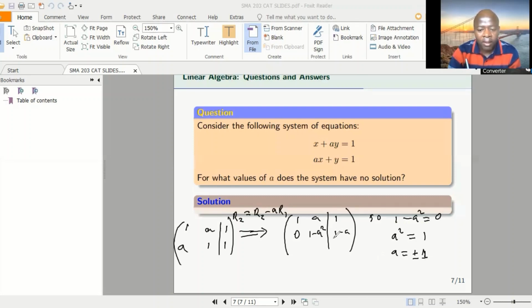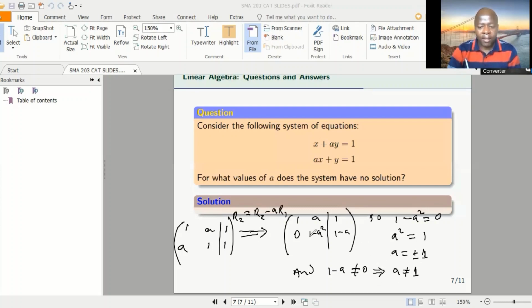And what about this other part? This other part should be non-zero. And 1 minus A should be non-zero, should not be equal to 0. And when this happens, it means that A should not be equal to 1.